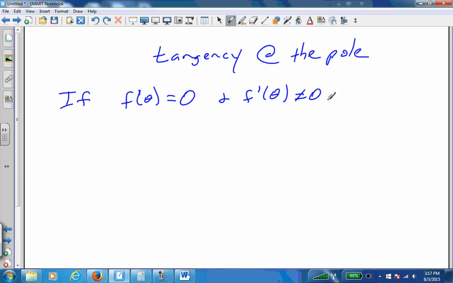and our slope does not equal 0, let's call this alpha instead of theta. If f of some angle is 0, meaning our radius at that angle is 0, and our slope at that angle is not 0, then theta equals that angle is the equation of the tangent line at the pole.